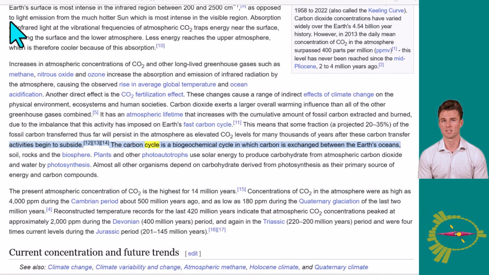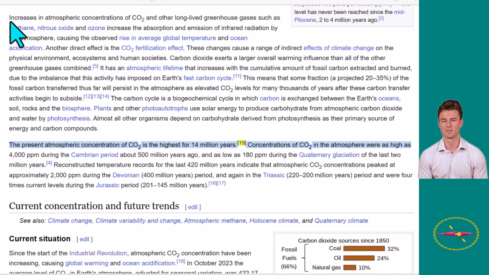The carbon cycle is a biogeochemical cycle in which carbon is exchanged between the Earth's oceans, soil, rocks, and the biosphere. Plants and other photoautotrophs use solar energy to produce carbohydrate from atmospheric carbon dioxide and water by photosynthesis. Almost all other organisms depend on carbohydrate derived from photosynthesis as their primary source of energy and carbon compounds. The present atmospheric concentration of CO2 is the highest for 14 million years.